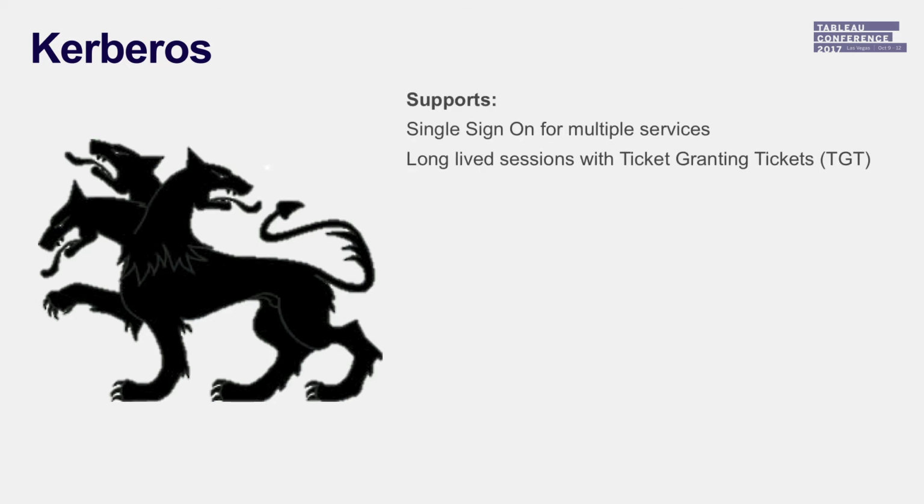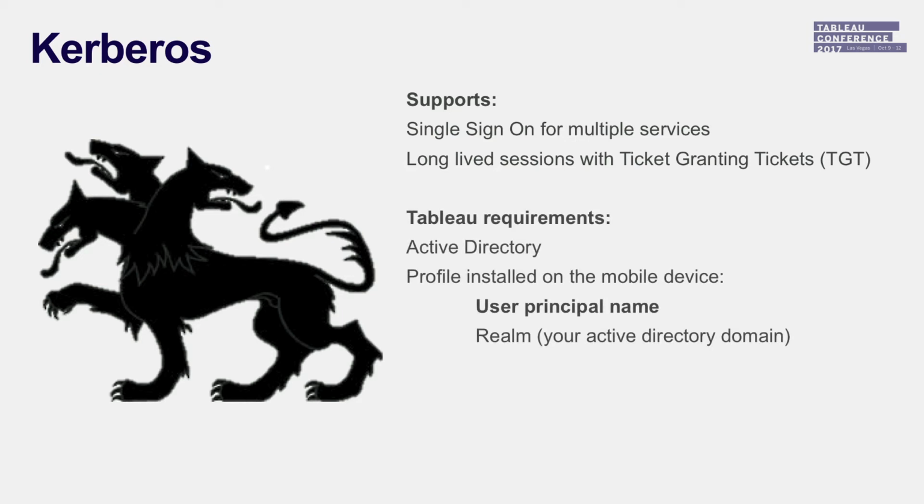Kerberos has been around for a really long time, and it's still a pretty good way of authenticating. It supports single sign-on for multiple services, and it has long-lived sessions using tickets. There are certain prerequisites needed to have Kerberos enabled for Tableau Mobile and Server. You need to have Active Directory set up in your organization, and you need to have some profiles installed on the mobile device. Each profile has two pieces of information: a user principal name, which is unique to every user, and a realm, which is nothing but information about the Active Directory domain.